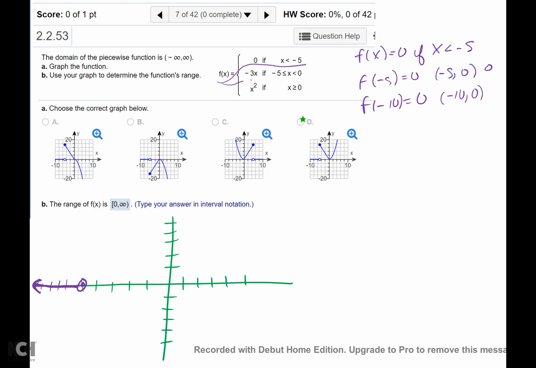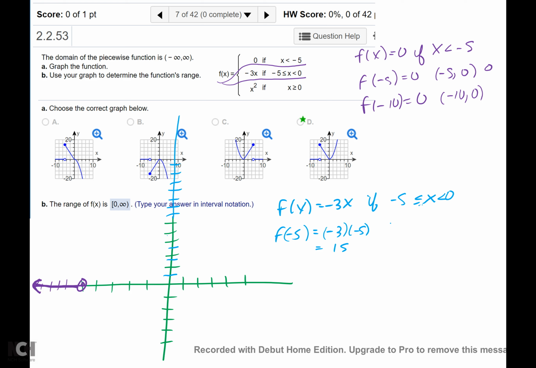Alright, then they want me to graph negative 3x if x is between negative 5 and 0. So f of x equals negative 3x if x is between negative 5 and 0. I'm going to pick negative 5. Notice this one has a bar and this one doesn't. So if I pick negative 5, I'm going to get negative 3 times negative 5, which is positive 15. So that ordered pair would be (negative 5, 15). And that one's going to be included.